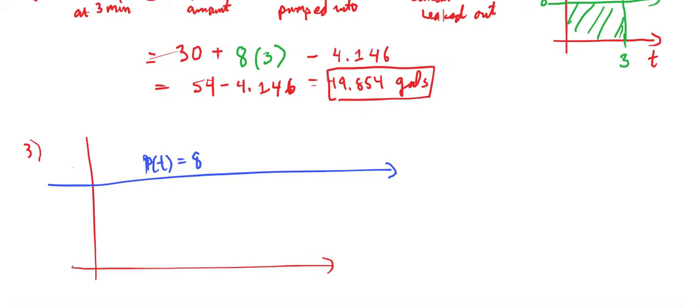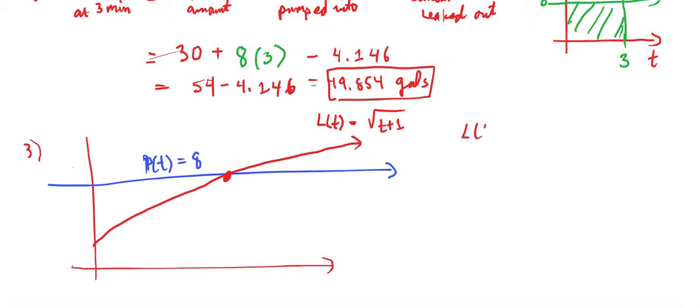The other function is a little bit trickier. L of T is the amount that leaked out. Okay. But you see that the amount that leaked out takes a very long time. It takes a very, very long time to grow, but it does grow eventually. So this is L of T. And remember that L of T was equal to the square root of T plus 1. Okay. And you can see here that at the intersection point, before the intersection point, L of T is less than P of T.